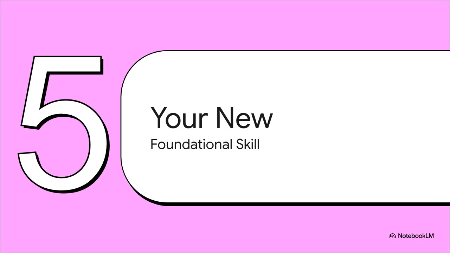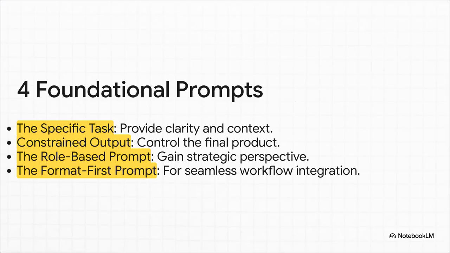So there you have it. In just the last few minutes, we've gone from the frustration of getting those vague, generic answers to having this powerful 4-part toolkit to get precisely what you need from AI. So let's do a super quick recap of the 4 techniques that make up your new foundational skill. 1. The specific task, for giving the AI clarity and context. 2. Constrained output, so you can control the final product. 3. The role-based prompt, to gain that strategic perspective. And 4. The format-first prompt, for that seamless workflow.